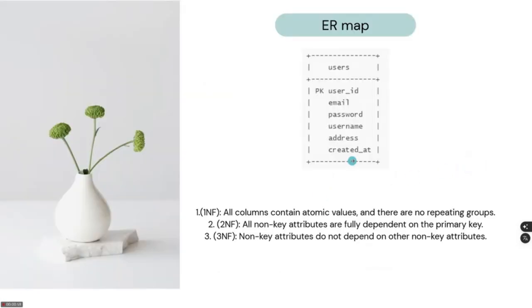This is the ER diagram for the user table. We designed this table based on the first three normal forms to ensure data efficiency. First, it follows 1NF: each field holds an atomic value with no repeating groups. Second, it meets 2NF: all non-key attributes are fully dependent on the primary key, the user ID. Finally, it completes with 3NF: no non-key attribute depends on another non-key attribute.